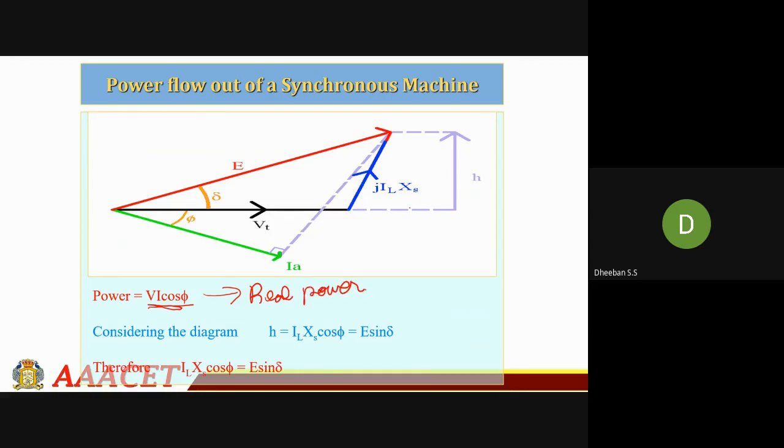So here in the diagram there's a value of H. This contributes to the excitation. This H is nothing but IL excess cos phi. It is this part they are saying, this part as IL excess cos phi. Actually, this would be coming like this, not like this. So this value you have to take as your H.